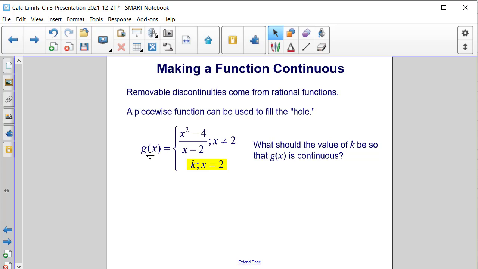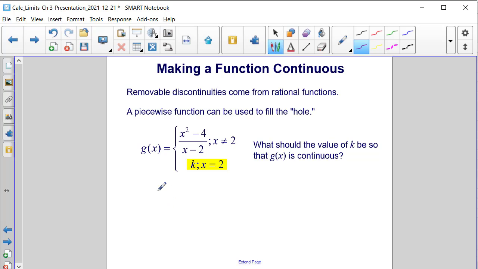So this new piecewise function g of x is equal to x squared minus 4, all divided by x minus 2 for x values that are not equal to 2. And then we're going to define it to be k, some number, when x is equal to 2. Now, what should the value of this k be to make g of x a continuous function? Let's actually try to figure that out.